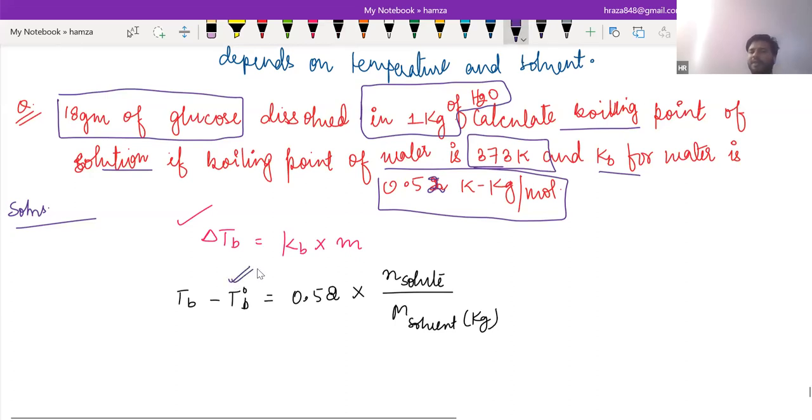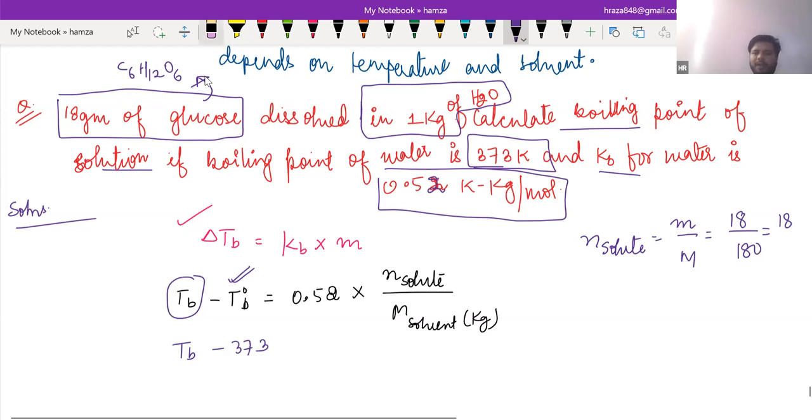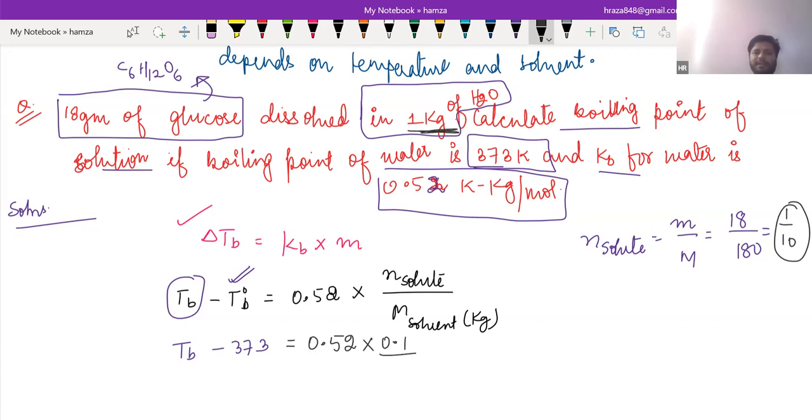Now see, T naught B, that means boiling point of pure solvent, that is 373, is given, and we can also calculate the number of moles of solute. Number of moles of solute, that means glucose, is equal to given mass upon molar mass. The given mass is 18 gram, and glucose has the chemical formula C6H12O6. If you calculate the molar mass of glucose, it will be 180. So we got 18 by 180, that is 1 by 10, which is the molality, that means 0.1. So I'm going to put the value 0.52 into 0.1 upon mass of solvent, which is 1 kg.